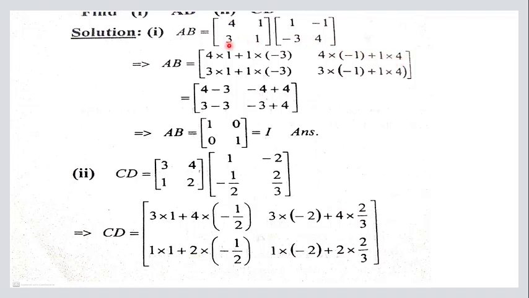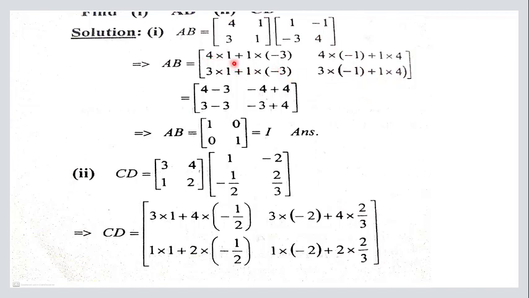Now coming to the second row, which is 3 1. Look at the second row in the first matrix and the first column in the second matrix. So 3 multiplied by 1, then plus 1 multiplied by -3. Again you need to give some space over here, and then there is the second column. We need to multiply 3 with -1, and then plus 1 multiplied by 4.